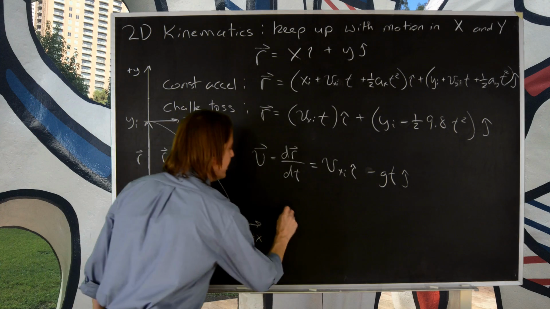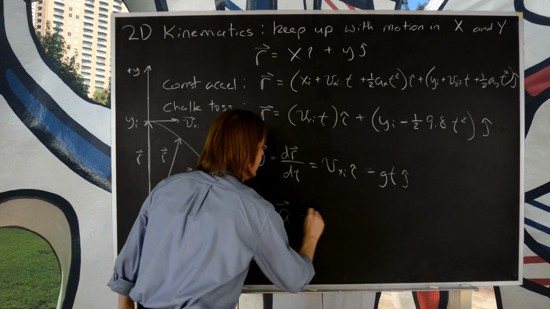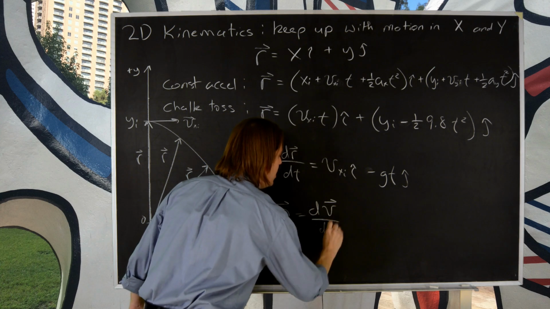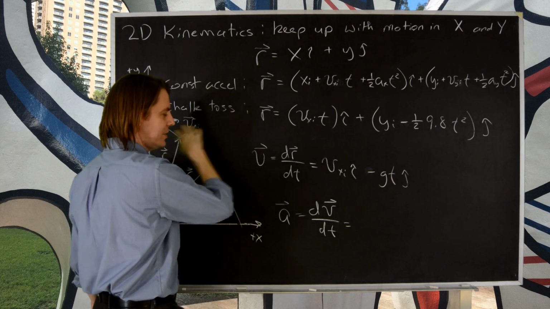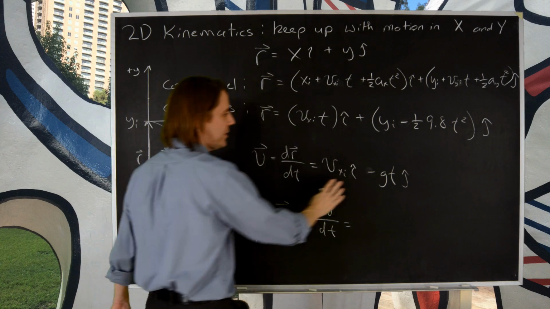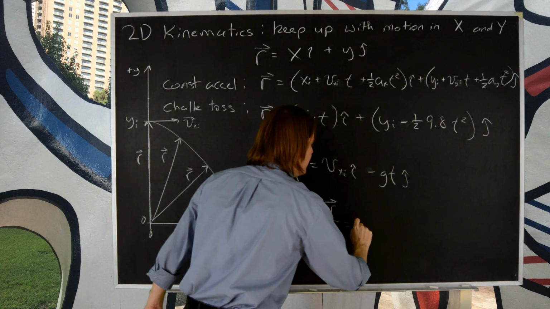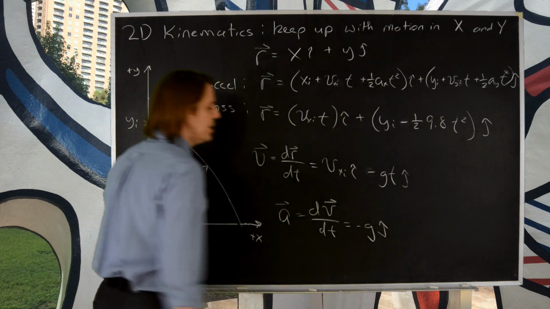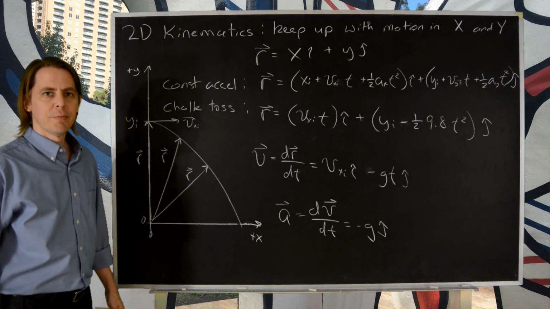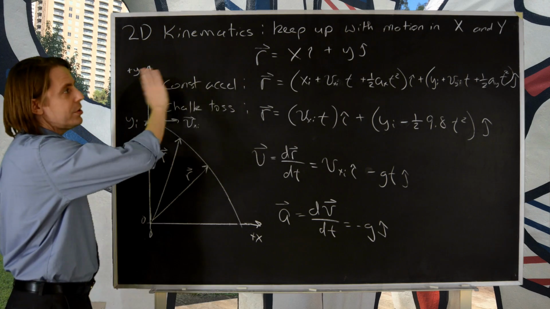And why not? Let's get the acceleration as a check. It's dv dt. The derivative, 0 on the i hat, no acceleration in the x direction as we would expect, and the derivative of that is minus g j hat, which if you consider g 9.8, of course that's correct. So that's really how you do it.